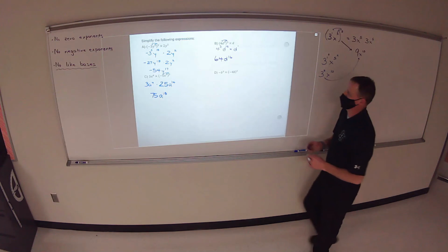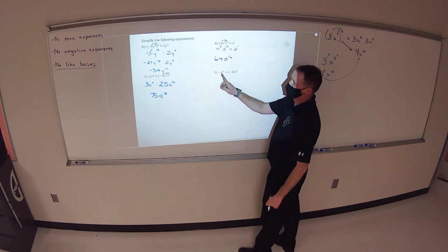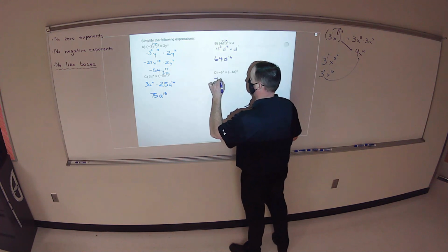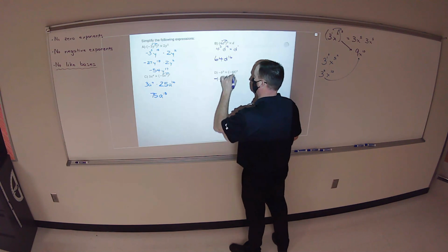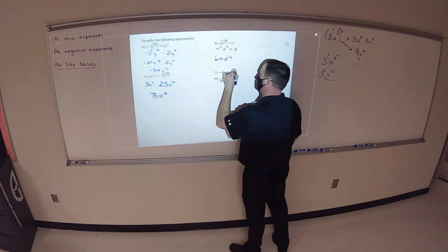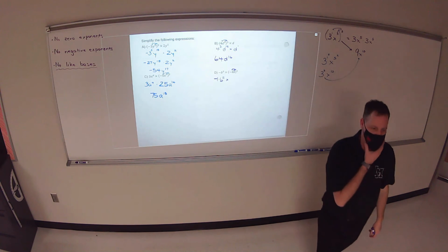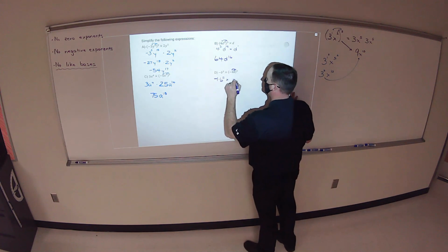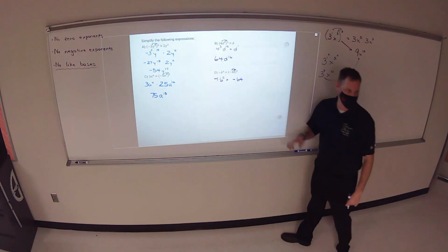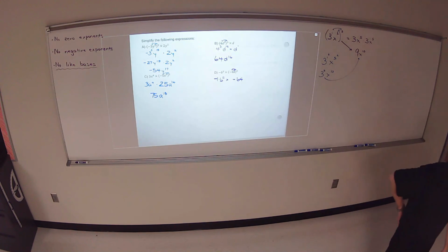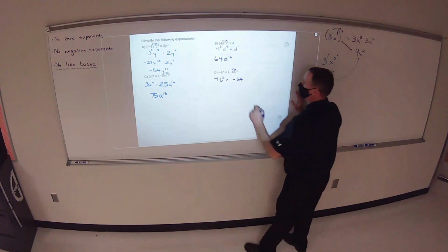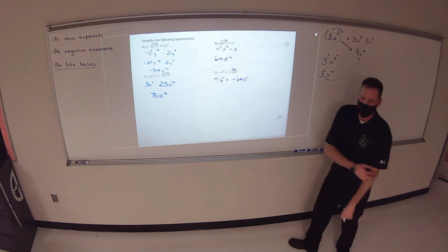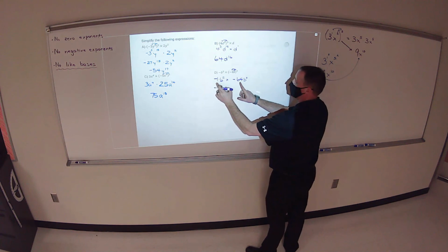Alright, letter D. Now what's the number in front of this? A negative 1. If you want to put that there, go ahead. Times. These each have to be taken to the third power. What's negative 4 to the third power? Negative what? Negative 64. It's not 4 times 3, it's 4 to the third. B to the what? B to the third. Everybody good with that? Now, what's negative 1 times negative 64?